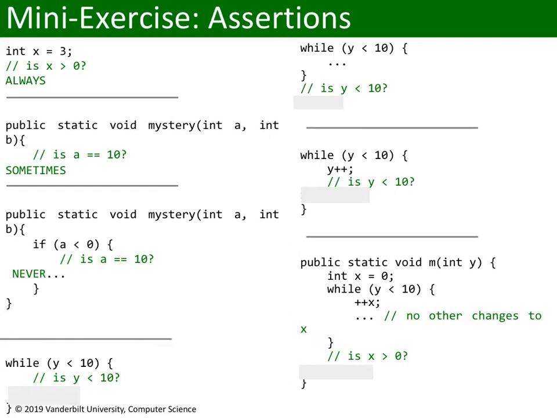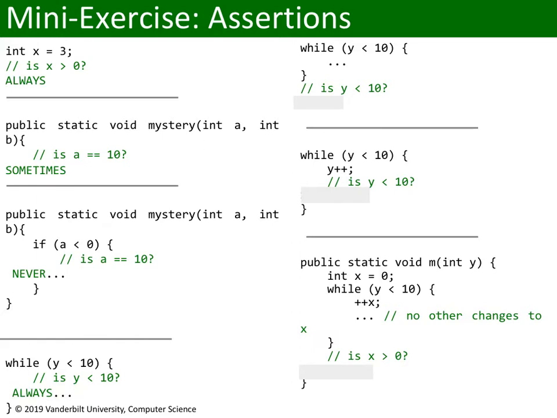Okay, while y is less than 10, and then on the interior of this while loop, notice there are no statements which change the value of y before this assertion. So at this point in the program, is y less than 10? Yes, it always is less than 10 here. Otherwise, we would no longer be in this while loop, and we would not be at this line of code. So the only way to be at this line of code is if, yes, in fact, y is less than 10. Always.